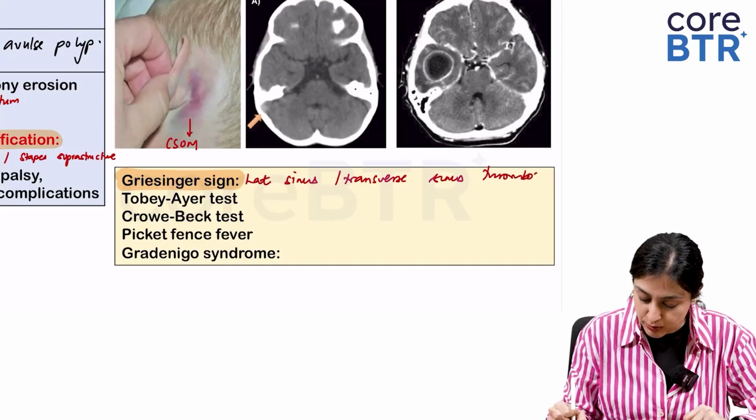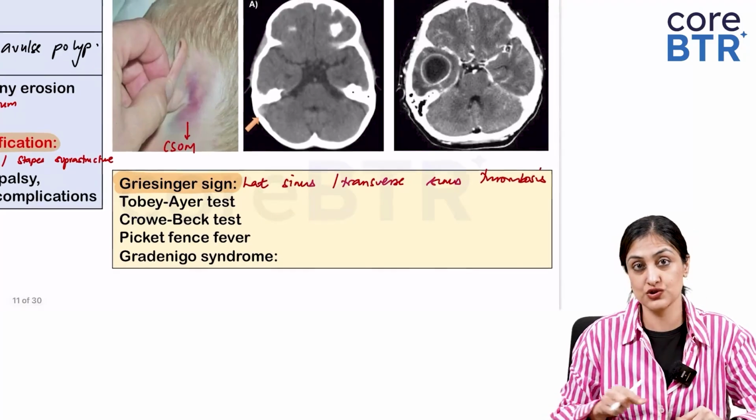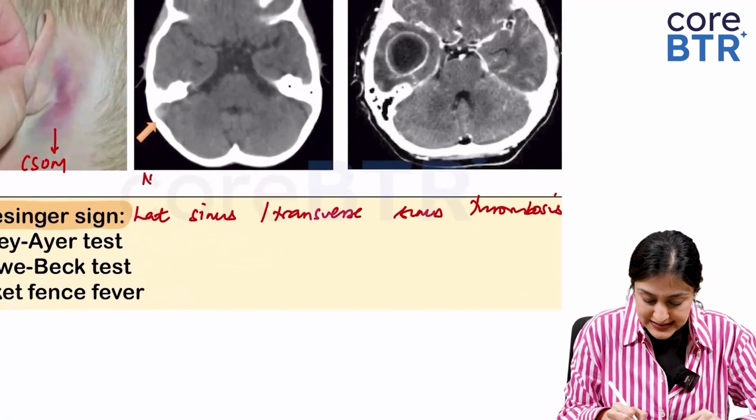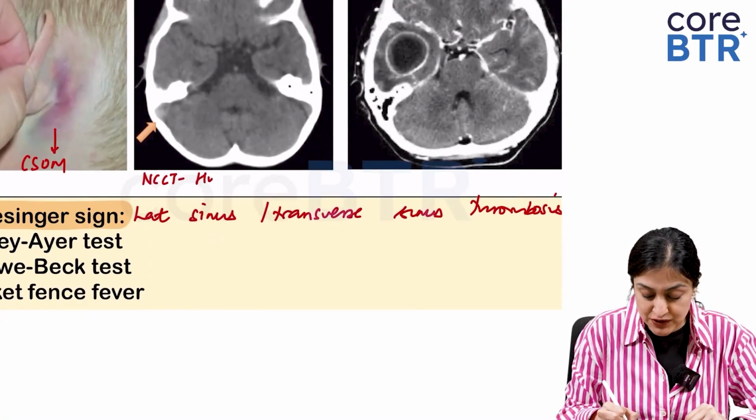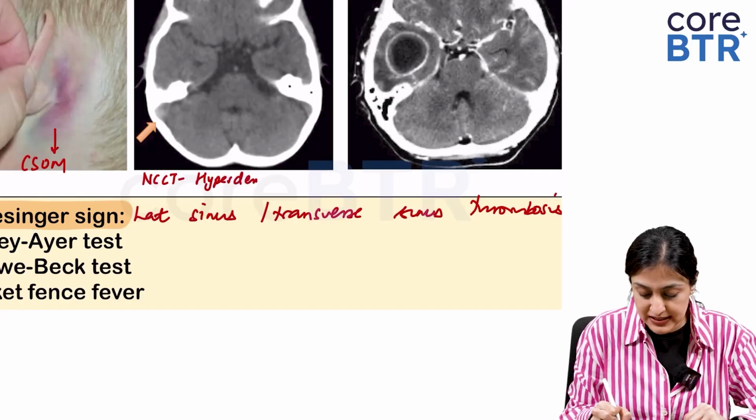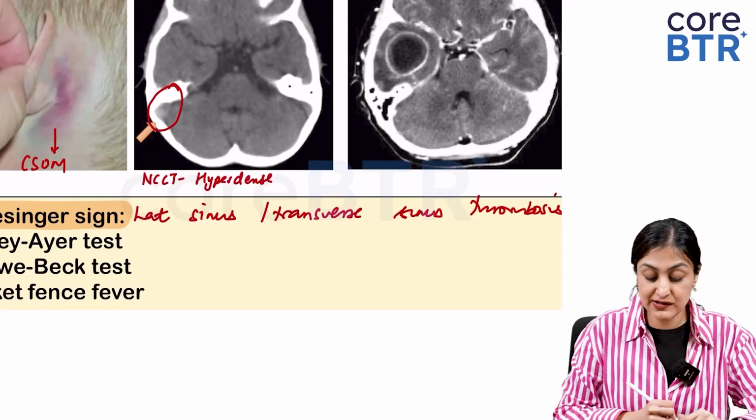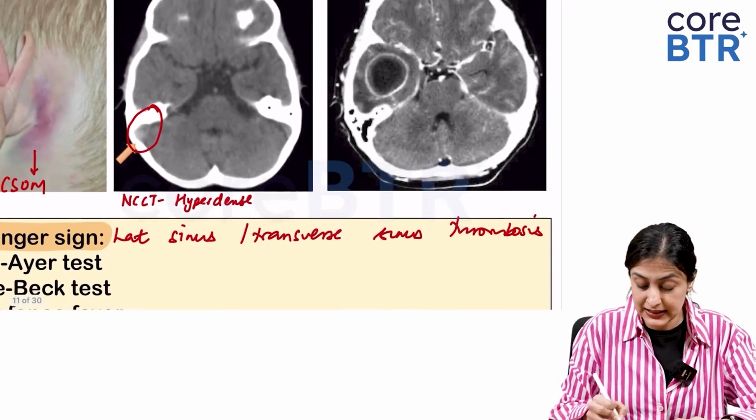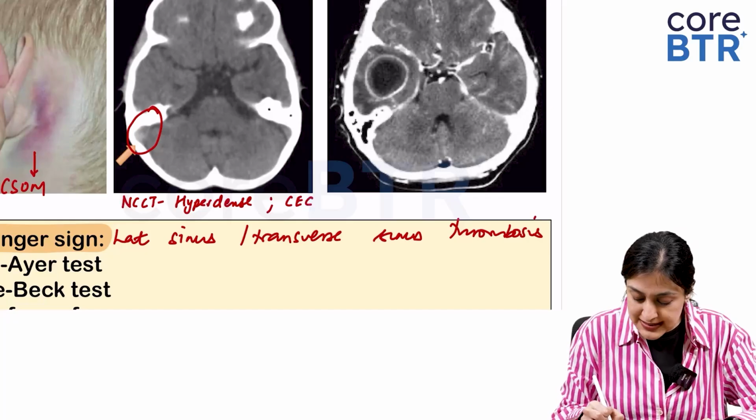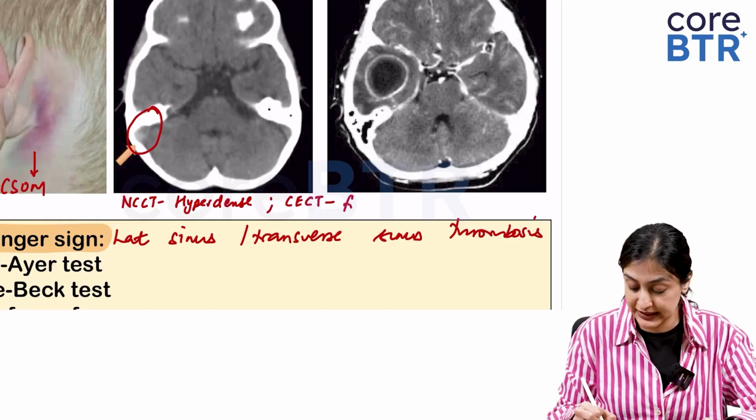Any sinus thrombosis, there are two ways to diagnose it, remember. One is on NCCT, it will look white because the acute thrombus will be white. So can you see here how there is a white thrombus on the right side? But if I am doing a CECT, I will see a filling defect.